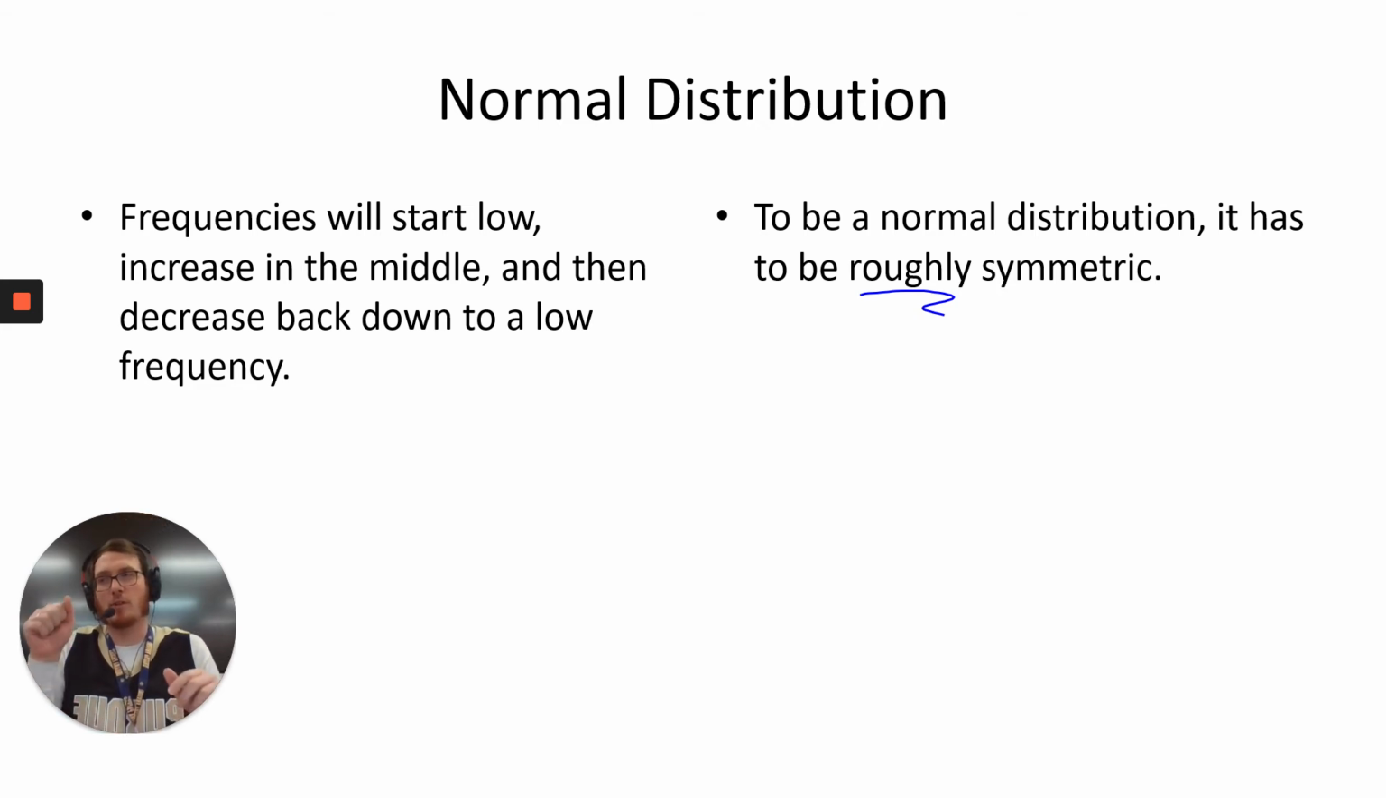So for example, if the first number is 3 and the last number is 2, that's not a big difference, and it's okay to have some things that are a little off because data is not going to be perfect when you're collecting it. So normal distribution starts low, a lot of frequency in the middle, ends low, and that's the same idea as a bell-shaped curve.